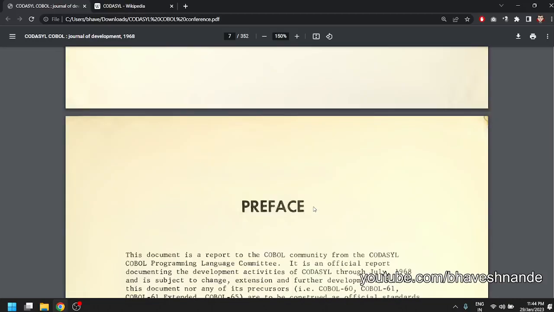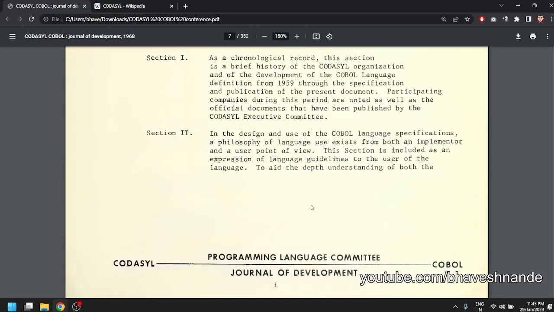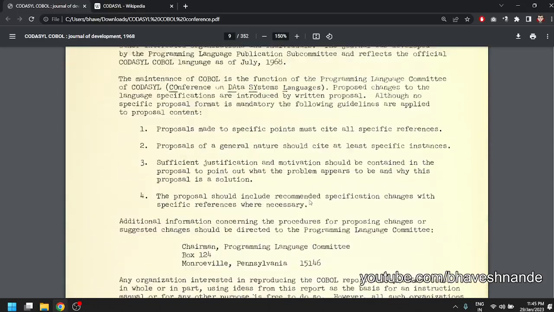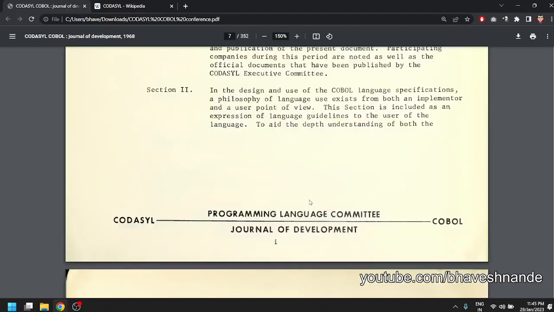Okay, so moving ahead. We have read the foreword. So this is the preface. And after the preface, what do we have? We have the acknowledgement. Okay, so let's go back to the preface and cover it.